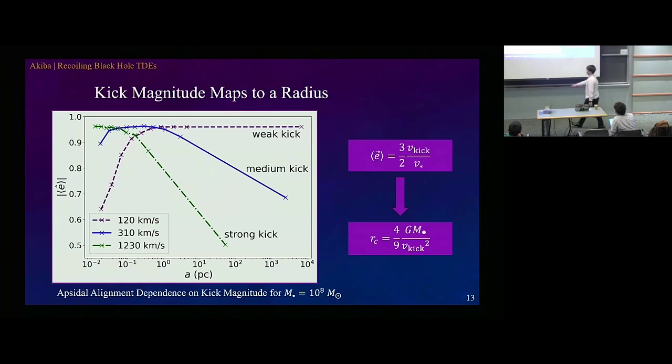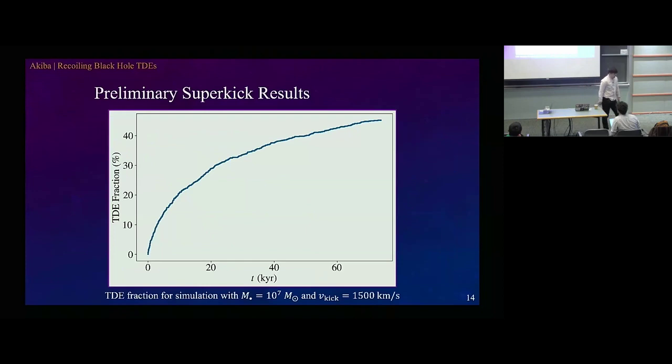In particular here, if you go from 120 to, for example, 1200, which is a factor of 10, you're decreasing the radius at which you expect this alignment by 2 orders of magnitude in this case. So this super kick regime, where you get thousands of kilometers per second recoil kicks, is really interesting in this way, because you form an eccentric disk that is really compact and really close to the supermassive black hole. These are very preliminary results from super kicks, but in this case I gave the supermassive black hole a kick of 1,500 kilometers per second.